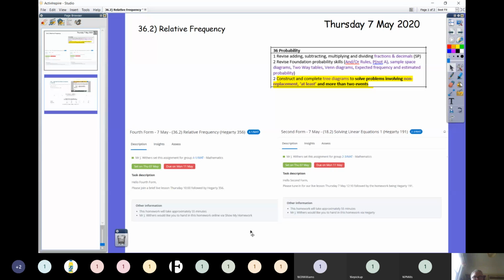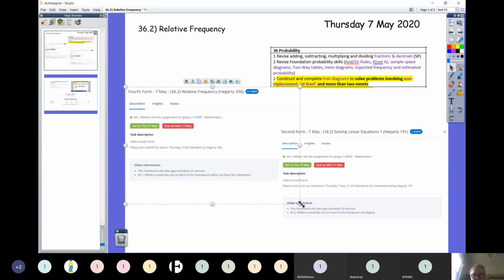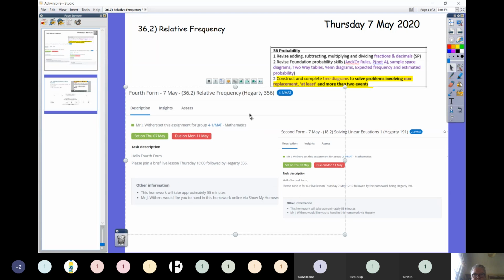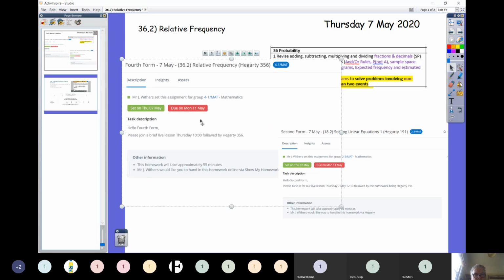Yes, lovely, thank you. Now, first of all, sorry about the confusion over Show My Homework. I've gone back and had a look, and from my point of view, I've done it completely right. This one on the left, I'll make it a bit bigger, is the one that I was set for fourth form. You can see it says fourth form there, and it says what I wanted it to say: you're going to do Hegarty 356.